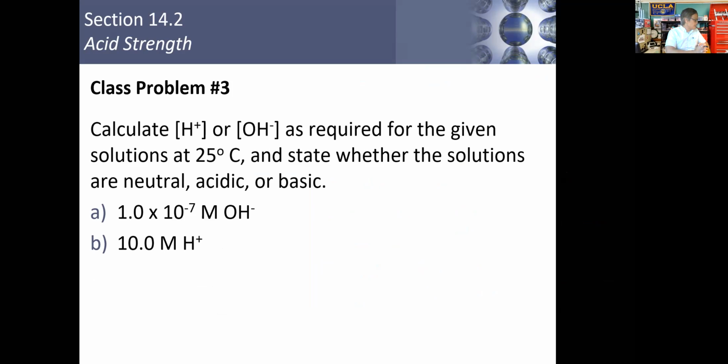So take a look at number 3. We're doing the same thing here. I give you 2 solutions. The first solution has a hydroxide ion concentration of 1 times 10 to the minus 7, and the second one has a hydrogen ion concentration of 10.0 molar. Determine whether the solution is acid, base, or neutral, and then calculate the other component. Take about 3-4 minutes to answer the questions, and then we'll go over this together. Go ahead, take 3 minutes to work this out.